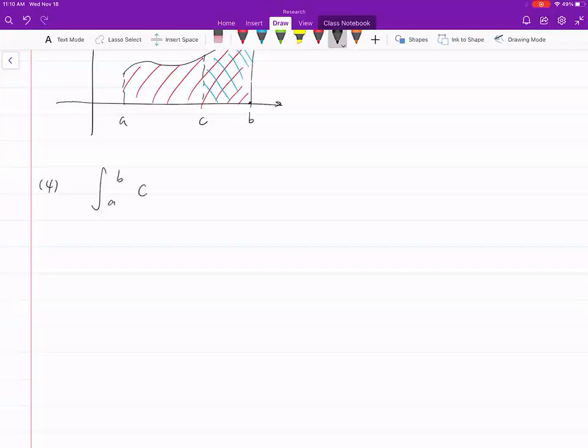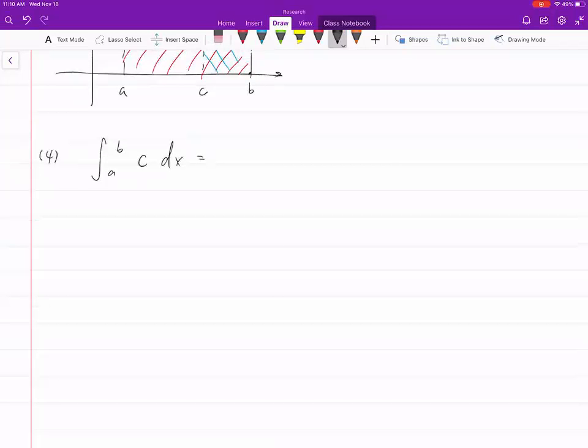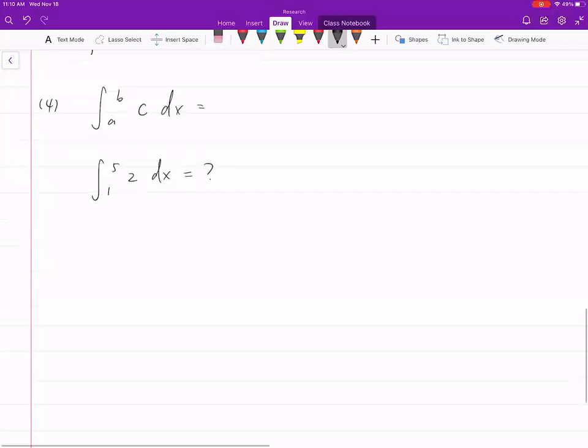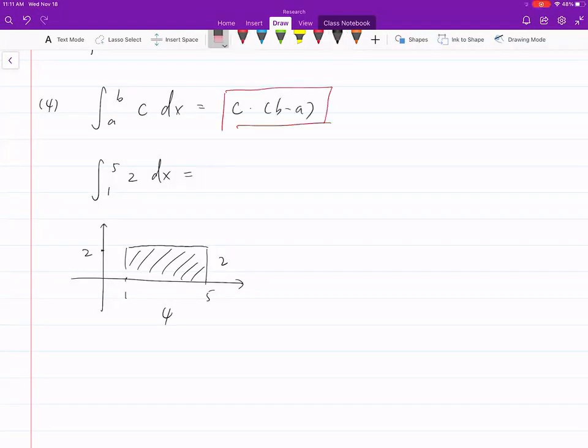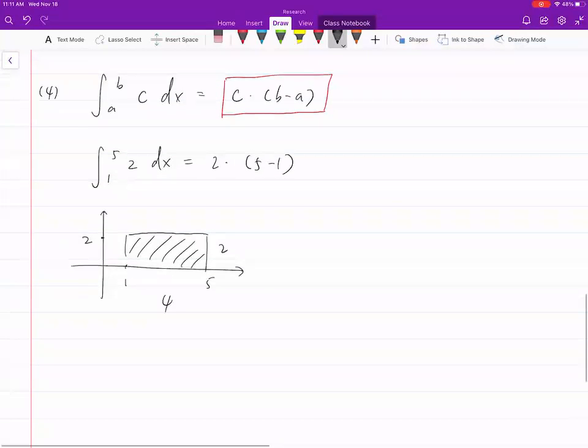Integral of a constant dx. What's the integral of 2 from 1 to 5? What is it? Number 1, 1 to 5. Number 2, this function, I know it. What's this function? It's just a horizontal line, right? For any function, it's going to be hard, but for a horizontal line, what's the area? That's going to be 2 times 4, right? It's a rectangle. You just take the height times the width. For example, for this case, you just take 2 times 5 minus 1 because it's a rectangle. All right.